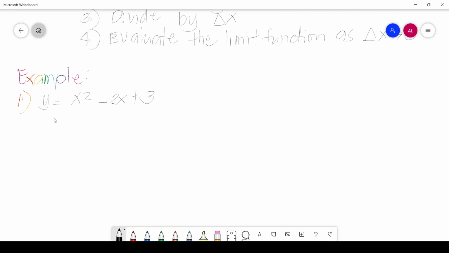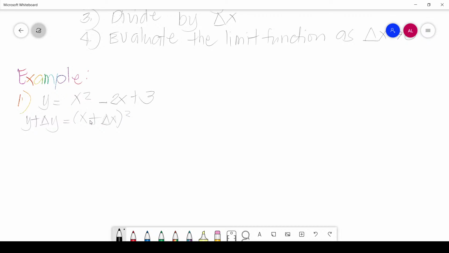So, first step, we substitute y and x. Every y becomes y plus delta y, since it is a function, and every x is substituted as x plus delta x. Just copy. It is very important to have parentheses so you don't get lost.